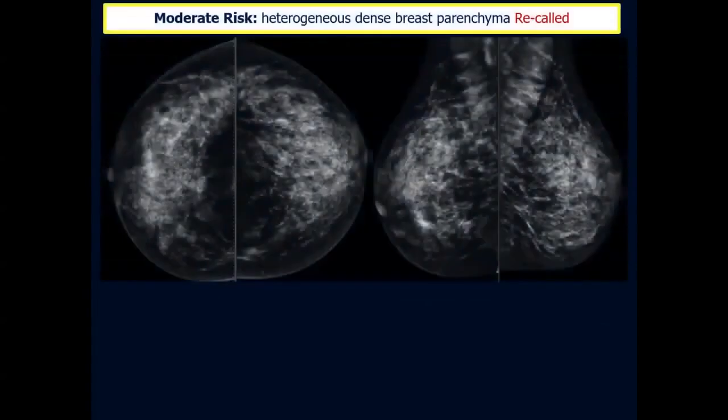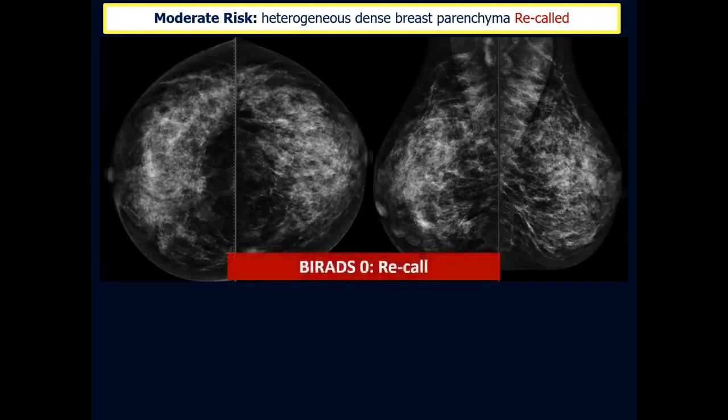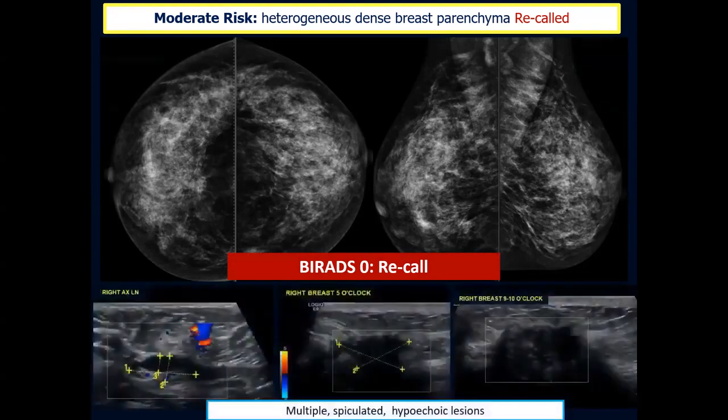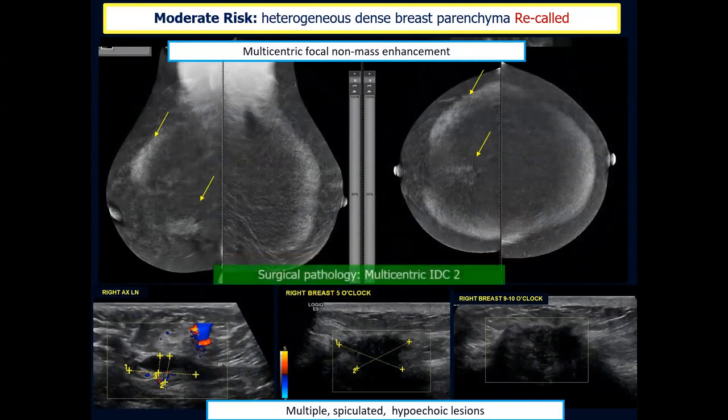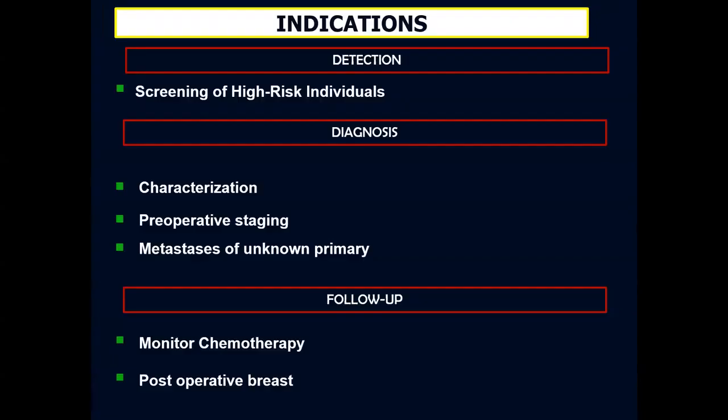This is a moderate risk individual. She had a heterogeneous dense breast parenchyma, and she was assigned a BI-RADS 0, and she was recalled for further investigations. Going back to her, an ultrasound was indicated, and it revealed multiple speculated hypoechoic lesions. And actually, going back to her mammogram, we could only identify one of these lesions. So contrast mammography was indicated, and it revealed an underlying multicentric focal non-mass enhancement. Mastectomy was performed, and the surgical pathology came back with a multicentric invasive duct carcinoma grade 2.